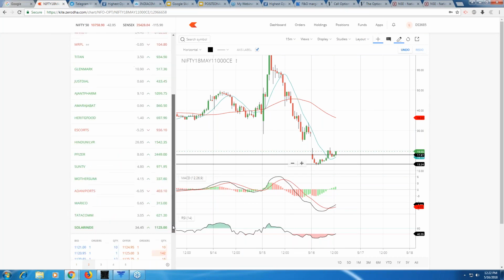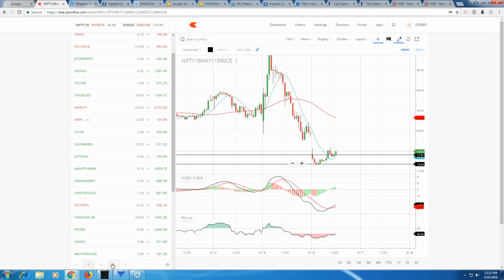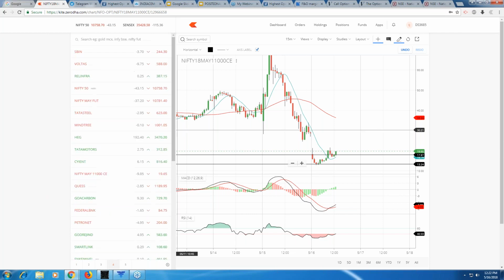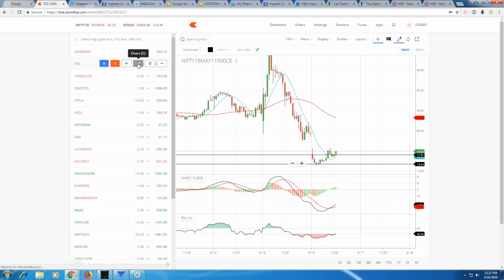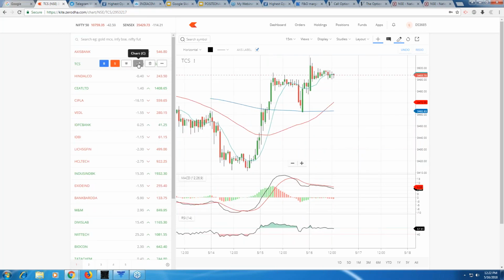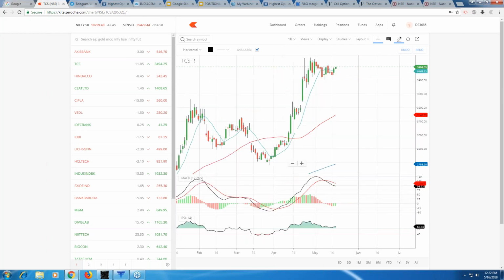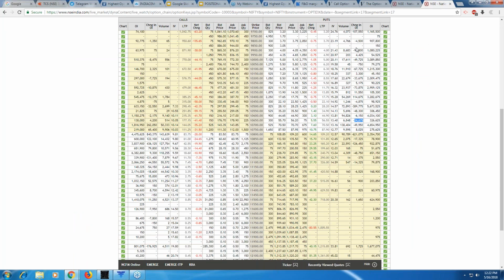All right. So option data gives you a lot of idea what's happening. So let me show you some data. Let's say TCS, right? TCS definitely looks like it's in an uptrend, right? You can see here. Let's go and look into its option data and see what's happening.